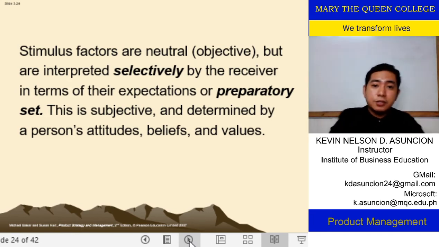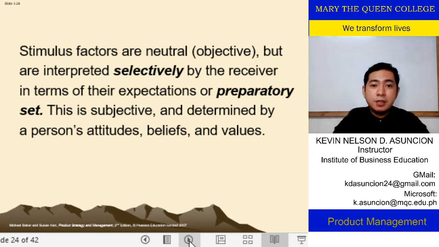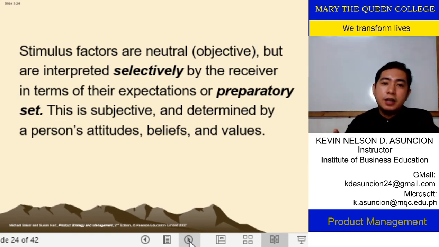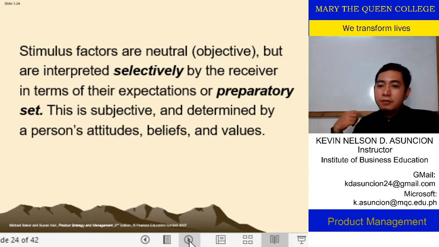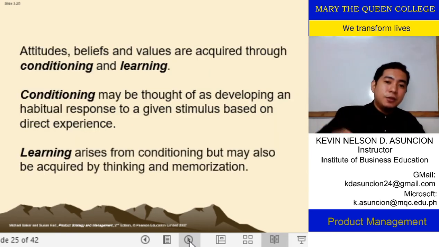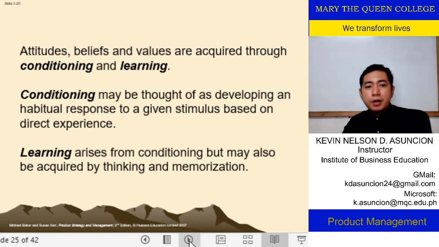So stimulus factors are neutral or depending on the objective, but are interpreted selectively by the receiver in terms of their expectations and preparatory set. This is subjective and determined by a person's attitude, beliefs, and values. So, attitudes, beliefs, and values are acquired through conditioning and learning.